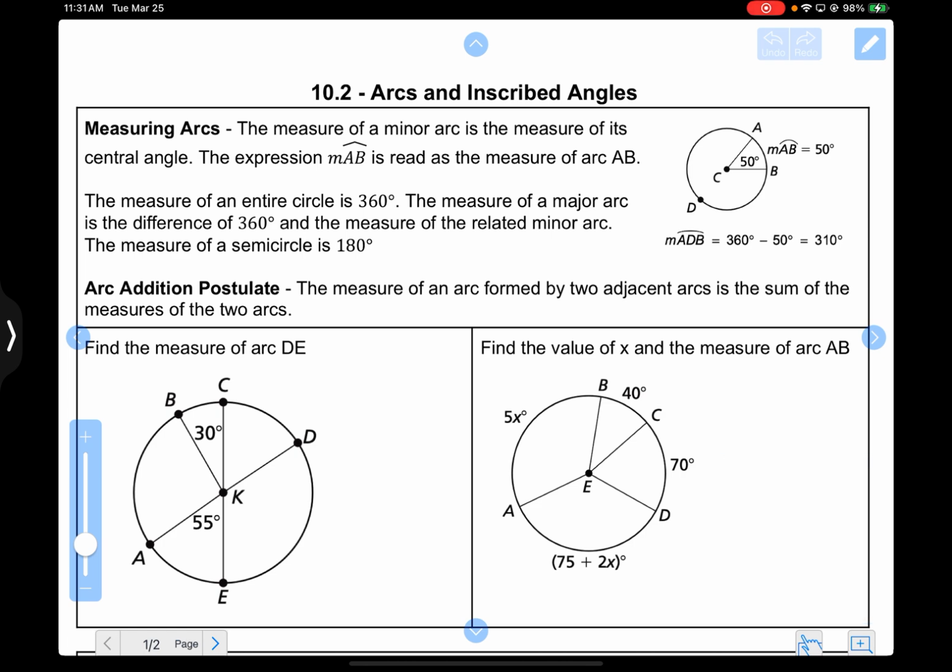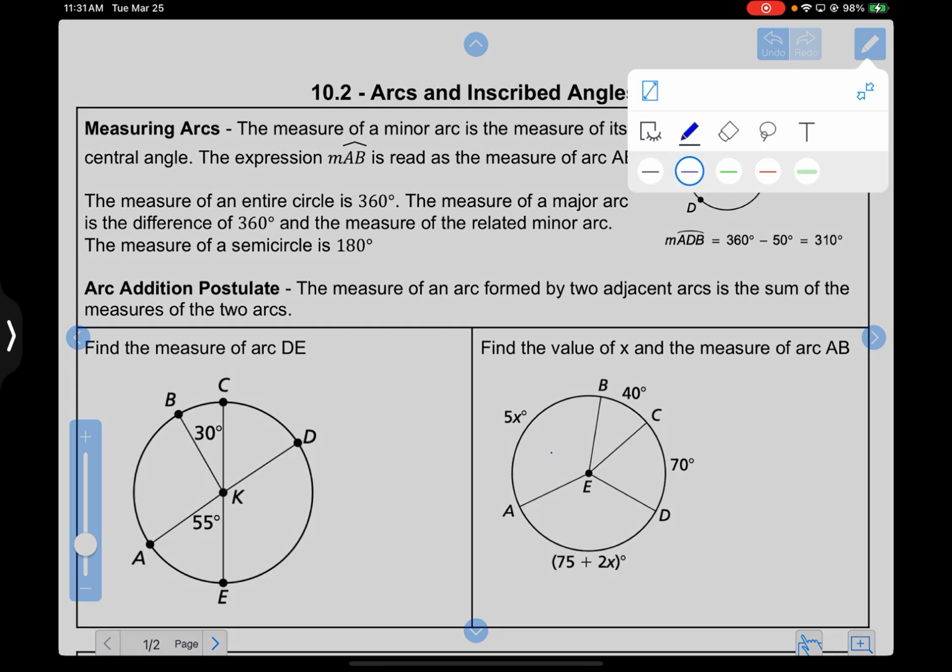So a quick reminder that an arc is the part of the circle on the outside. It's part of what we call the circumference, and we measure arcs typically in degrees. So the measure of an arc is congruent to the measure of the central angle that makes up the arc. So we just simply find the measure of the angle, and that is the measure of the arc.